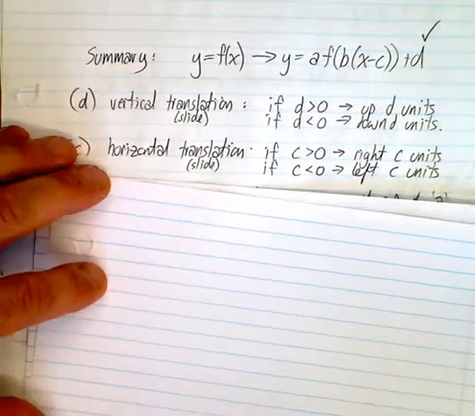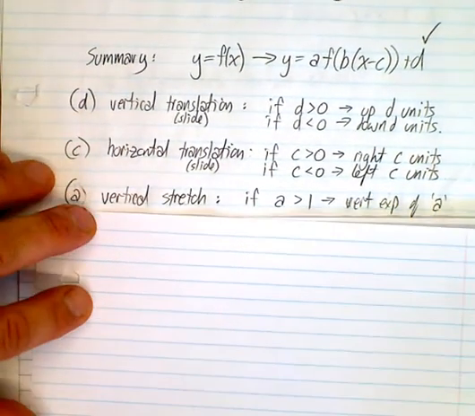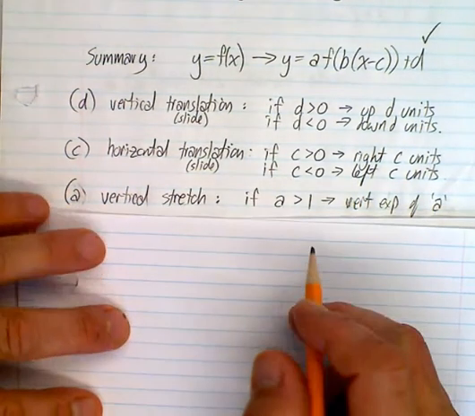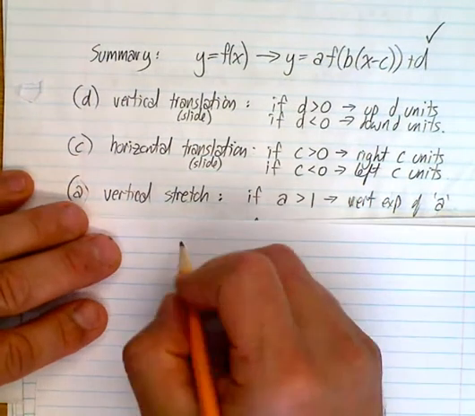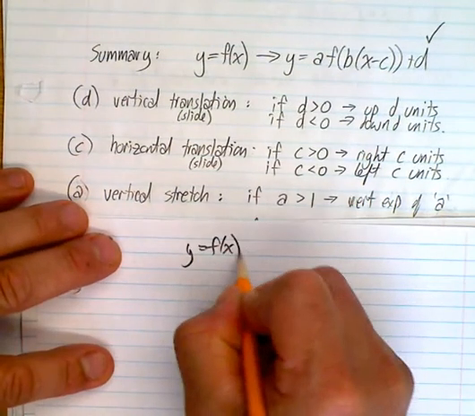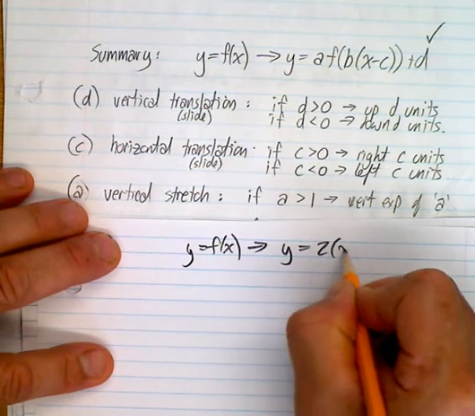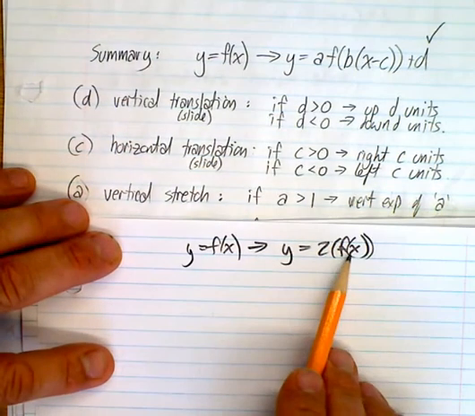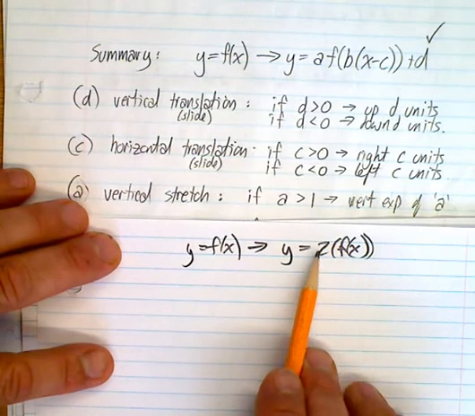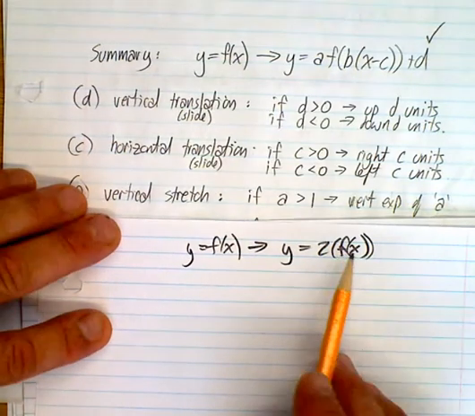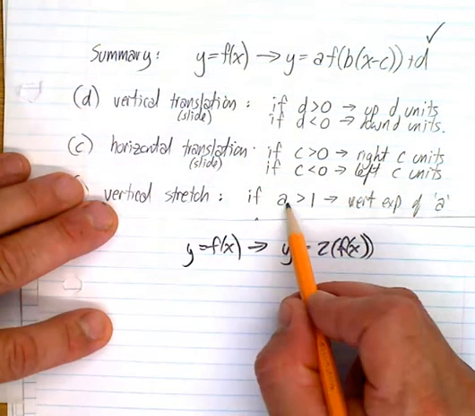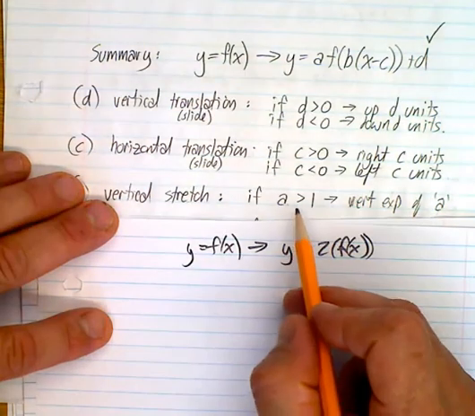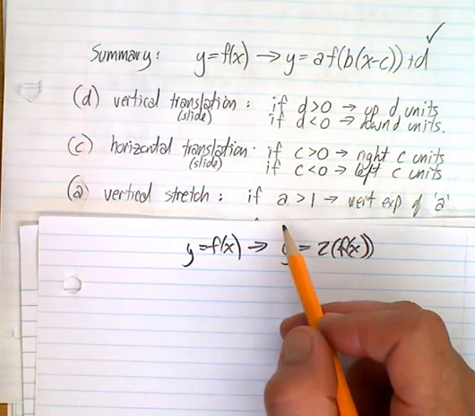Let's have a look at the next one. I'm going to jump to vertical stretches. Again, vertical stretches are on the outside. So if you go from y equals f of x to y equals 2 f of x, what's happened is that you've doubled your y values. You've doubled the value of the function. So if a is 2, for example, it stretches by 2. If a is a 3, it's stretched or expanded by a factor of 3.